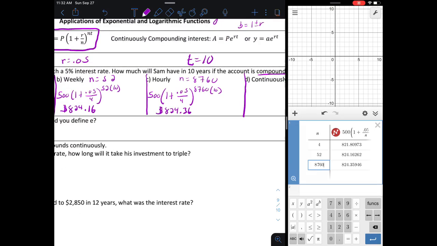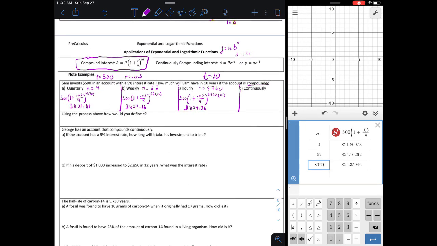Now, we would expect that as we continue to increase the number of times something is compounded, the money will grow, and it will be the case, but eventually we'll get to the point where we're compounding so many times that you won't see that large of an increase as we go on. Now, if we compound continuously, it means we have to use PERT.